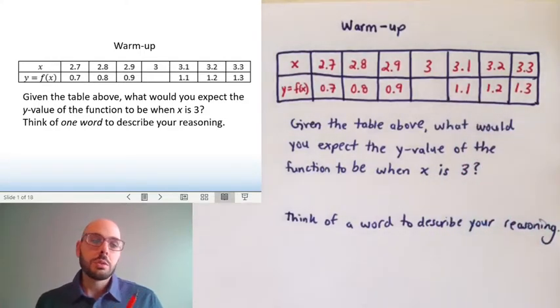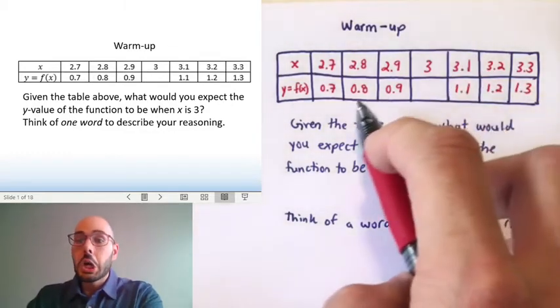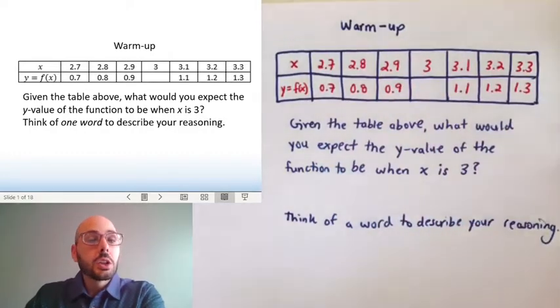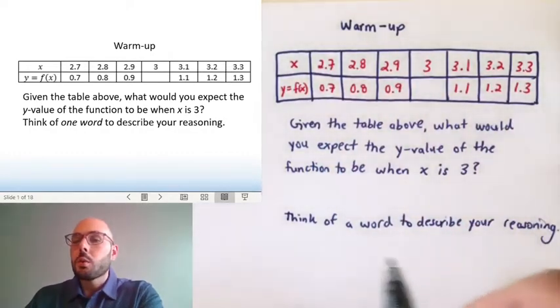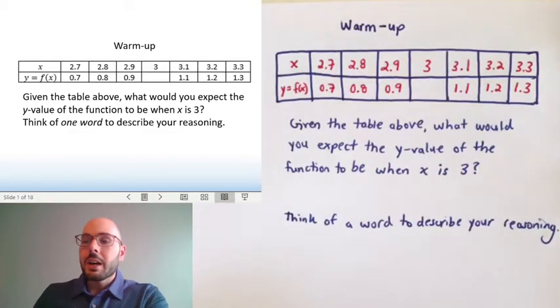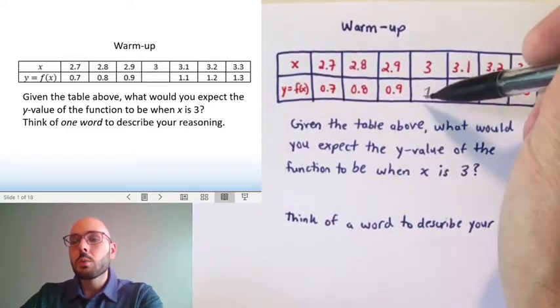Based on the table that you see, what is your best guess on what that y value should be? And if you can, think of a word that you would use to describe your reasoning. So, looking at the y values, it looks like there's maybe a pattern or a trend, so those are the words that I'm using to describe my reasoning for why I think that y value would be 1. Right? Doesn't it seem like that y value should be 1?